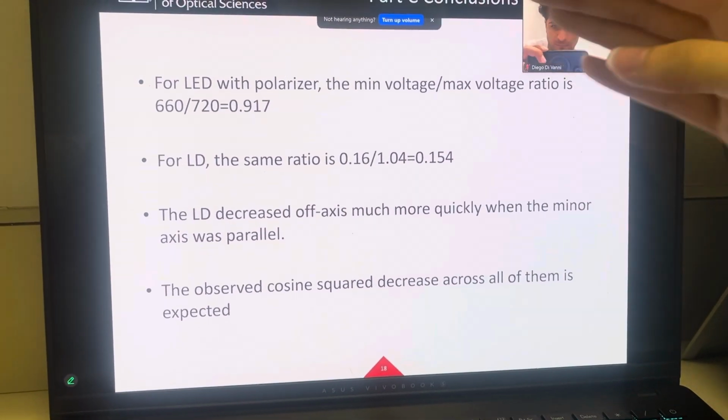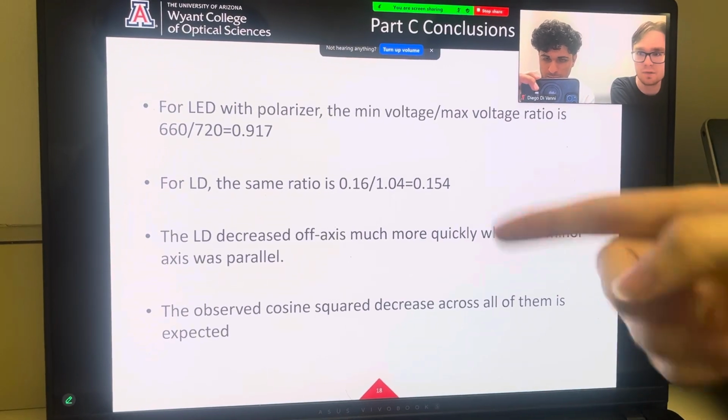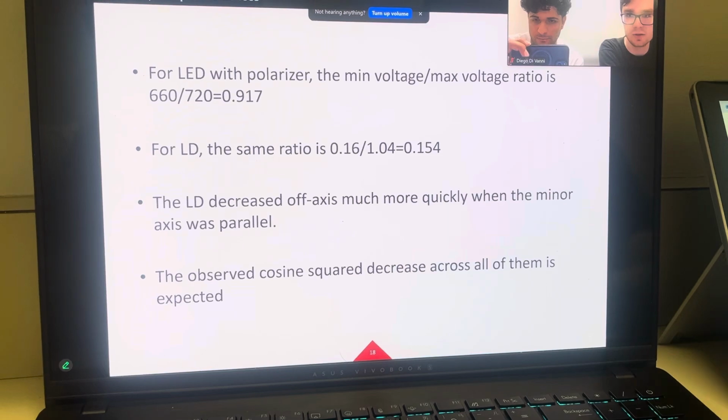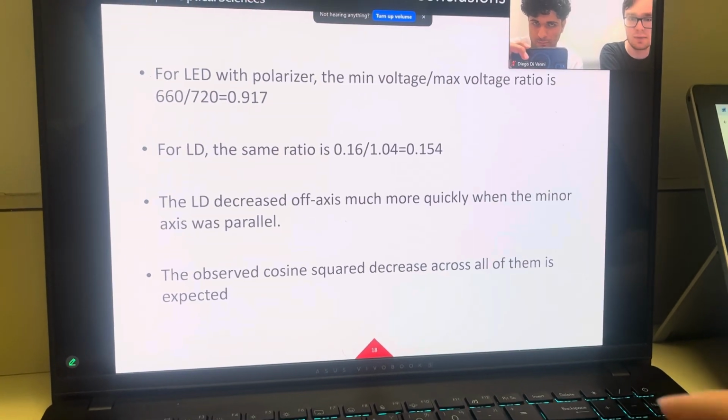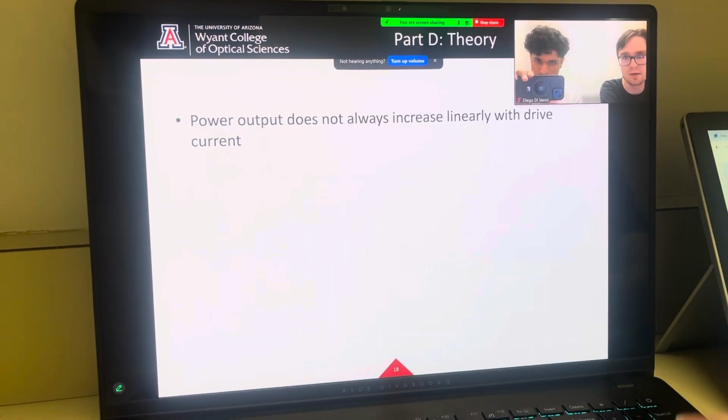For the LED and LD polarizer ratios, it was close to 1 for the LED, which is expected, and very small for the laser diode, which is expected due to their polarization states. The laser diode also decreased off-axis much more quickly when the minor axis was parallel instead of the major axis, and they also formed the observed cosine squared pattern.